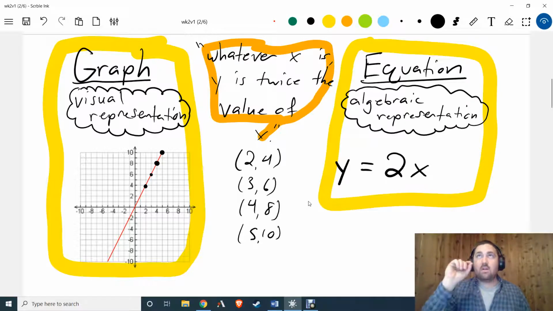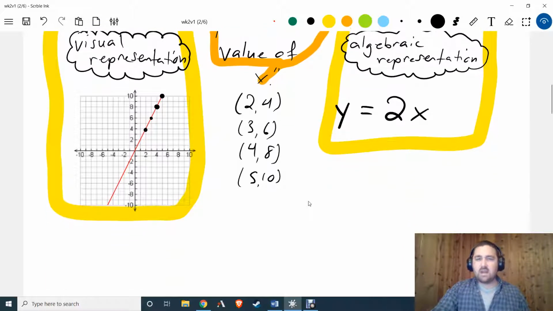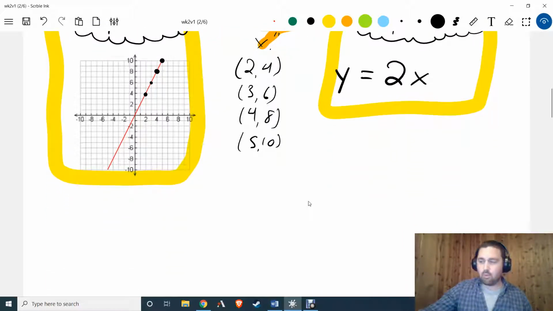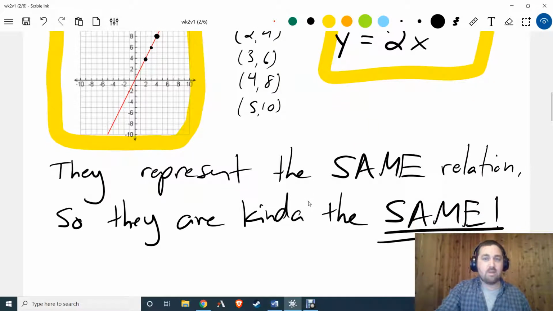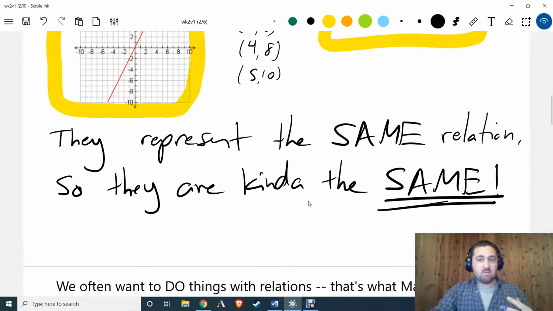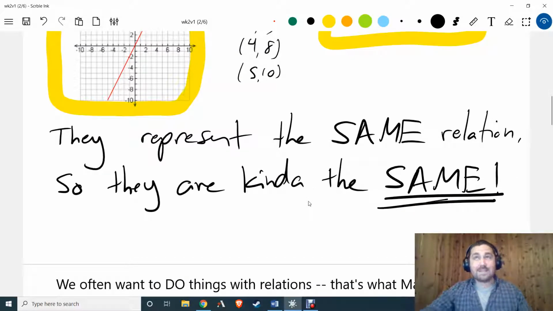And they all include the same points. And so because it's the same relation and because of the same points, in effect, they are the same thing. They represent the same relation, and so they are the same. And it's not just that they're similar, it's not that they're related, it's not that you can find one from the other. They actually really are the same thing.